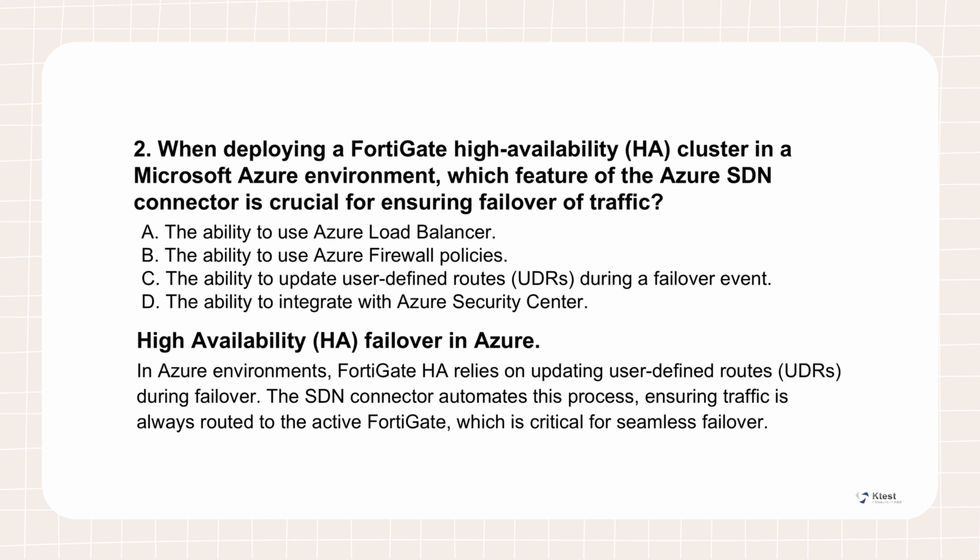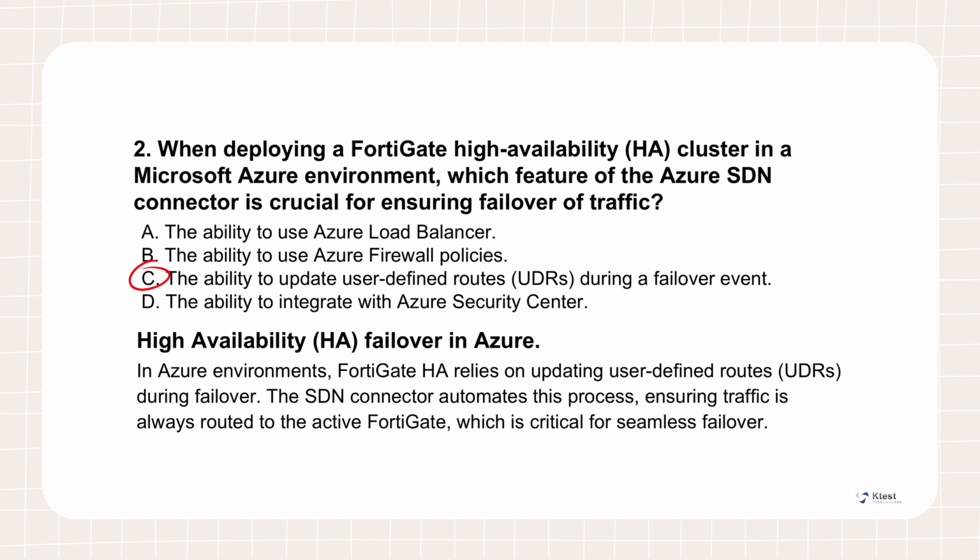Imagine you've got a FortiGate HA pair in Azure. If the primary unit fails, you need traffic to switch over to the standby unit instantly, seamlessly. Naturally. But Azure's own routing doesn't just magically know to do that. You need to tell it where the new active FortiGate is. That's where the SDN connector comes in. It uses something called user-defined routes, or UDRs. Think of them as custom traffic rules for Azure. The connector's key job during a failover is to automatically update these UDRs to point traffic to the newly active FortiGate. It changes the Azure routing rules.